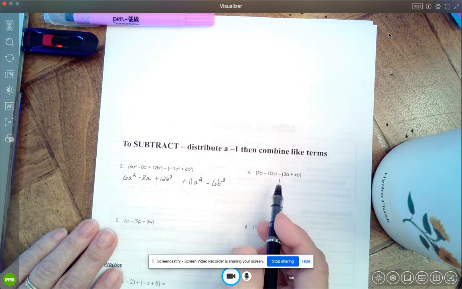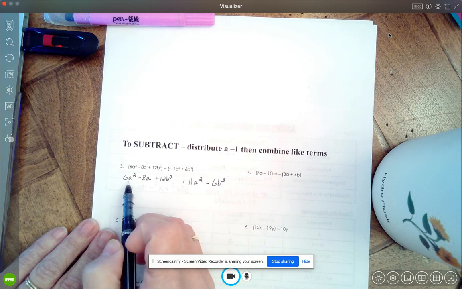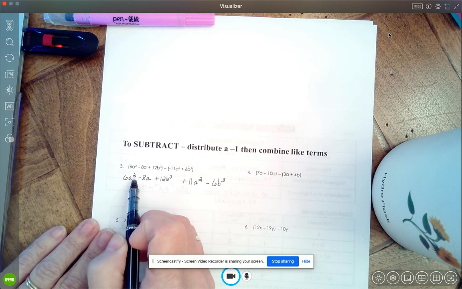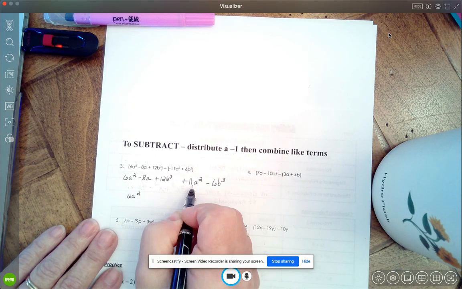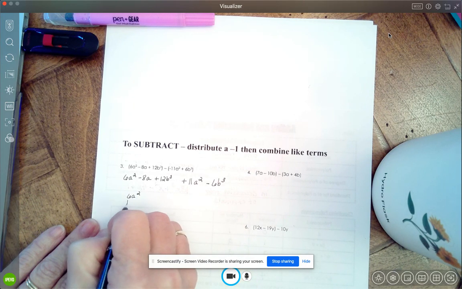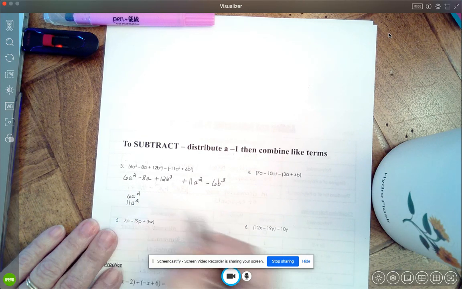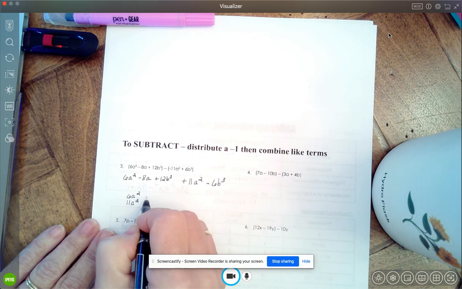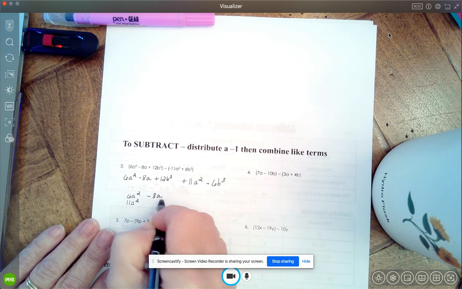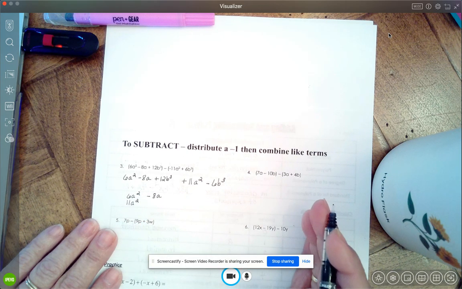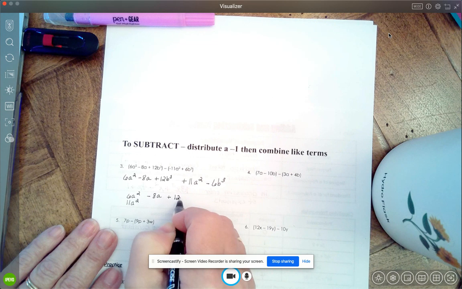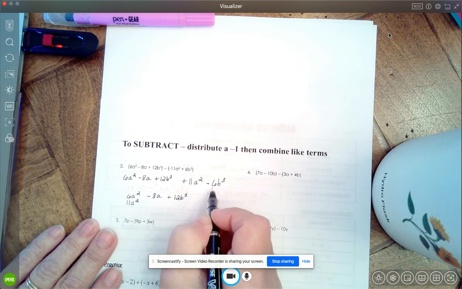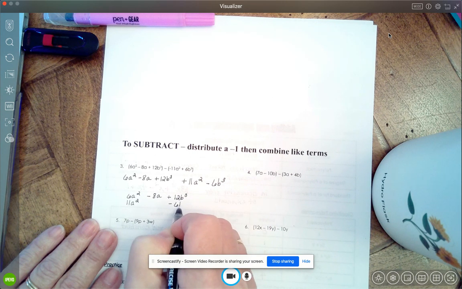Now you can line them up if you want to, but I can see I have 6a squared and 11a squared. I have a negative 8a. That's the only one I have. So there's nothing I can combine that one with. I have a 12b cubed, and that's positive, and a negative 6b cubed.